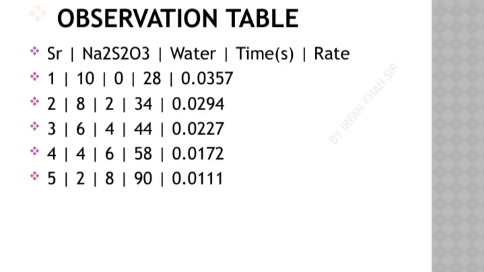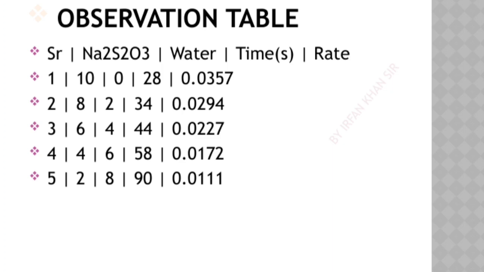Here, we're examining how the concentration of sodium thiosulphate, or Na₂S₂O₃, affects the reaction rate over time. As you can see, when we start with 10 units of Na₂S₂O₃ and no water, the reaction takes about 28 seconds, with a rate of 0.0357. When we decrease the Na₂S₂O₃ to 8 units and add 2 units of water, the reaction time increases to 34 seconds, and the rate drops to 0.0294.